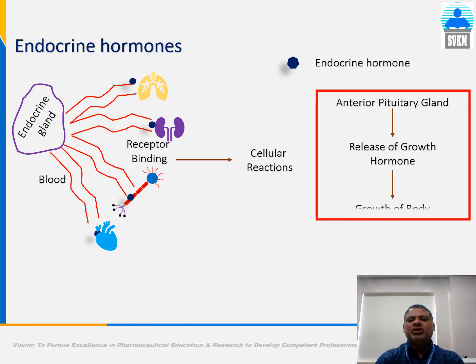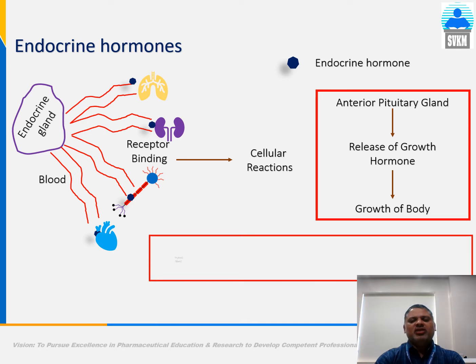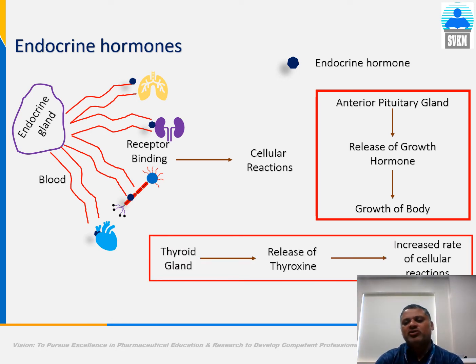Take an example, the growth hormone. It is released by the anterior pituitary gland and regulates the growth of the overall body structures. And the second example is the release of thyroxine from the thyroid gland, which increases the cellular reactions all over the body. So the growth hormone and the thyroxine hormone basically regulate the growth as well as the cellular reactions all over the body, isn't it?